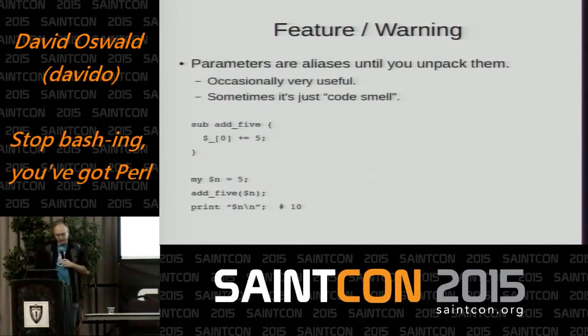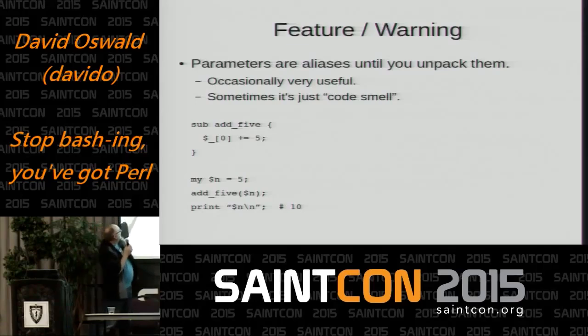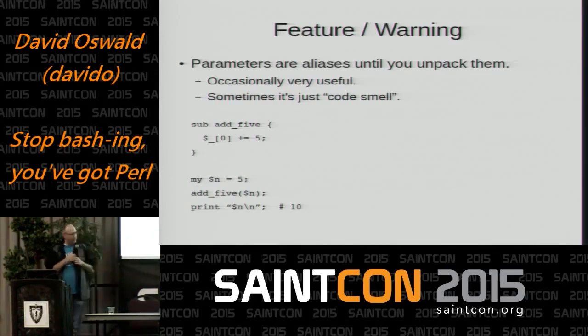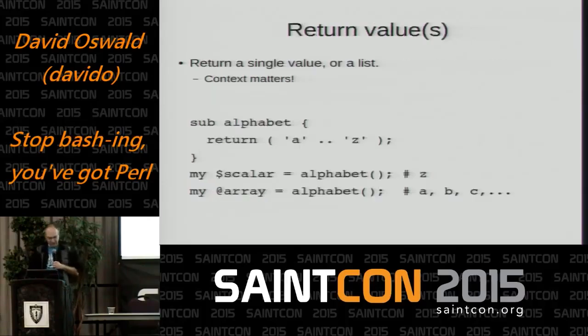Parameters are aliases until you unpack them. As long as the parameter remains inside of @_, anything you do to that parameter will propagate back out to its caller. So if I were to say the parameter plus equals 5 and then call add5 on n, n is now going to be n plus 5. Through osmosis, we've passed the value back out of the subroutine without returning it. Typically, we just return values. So sub alphabet returns A through Z. There's our return value.